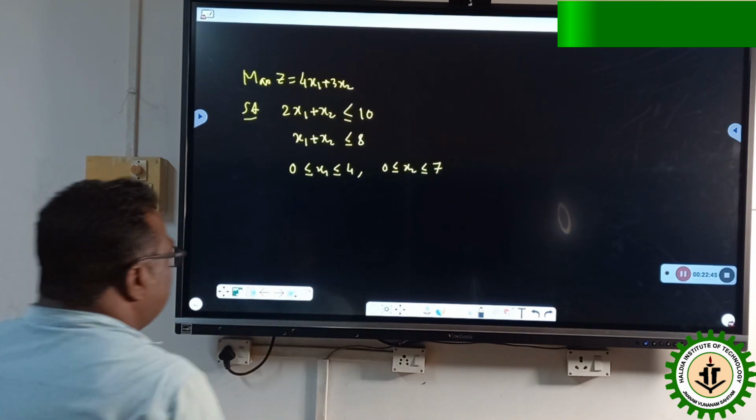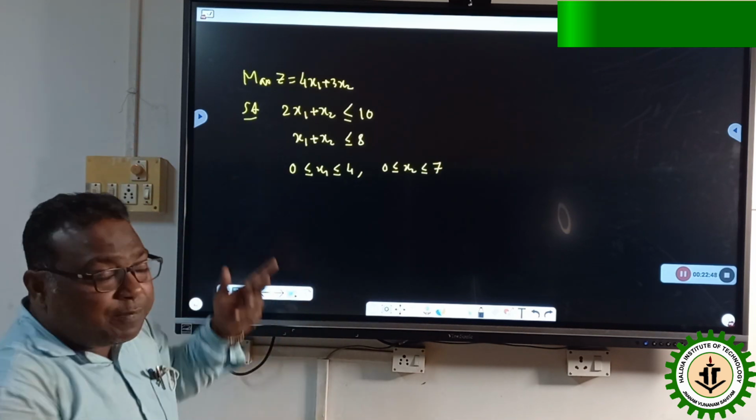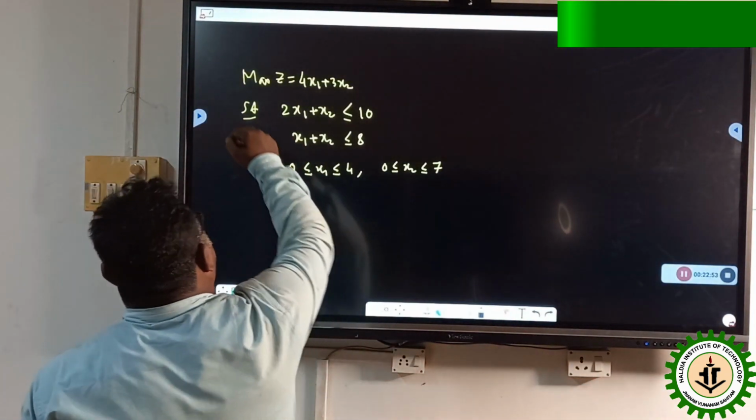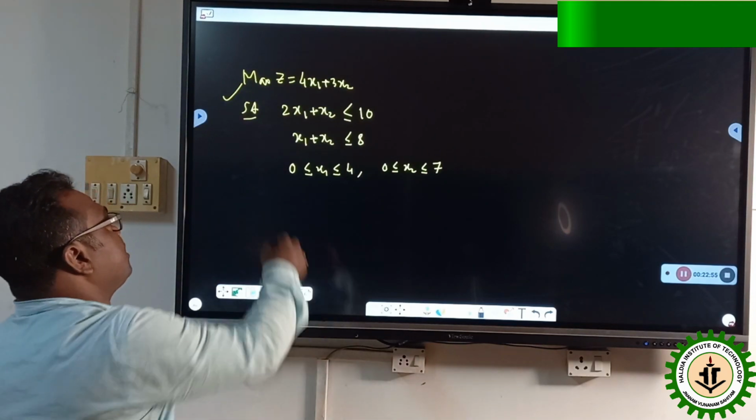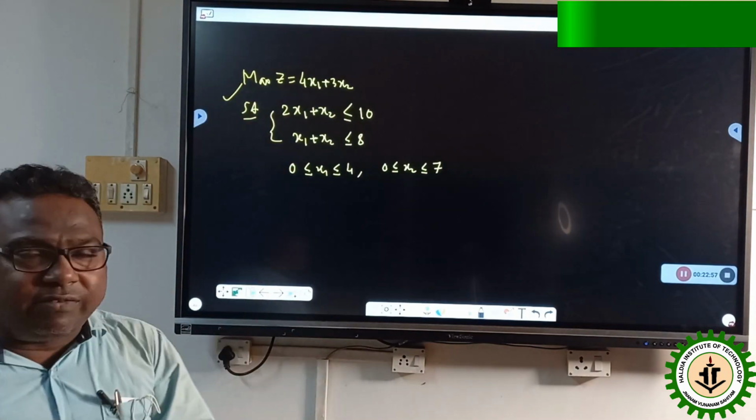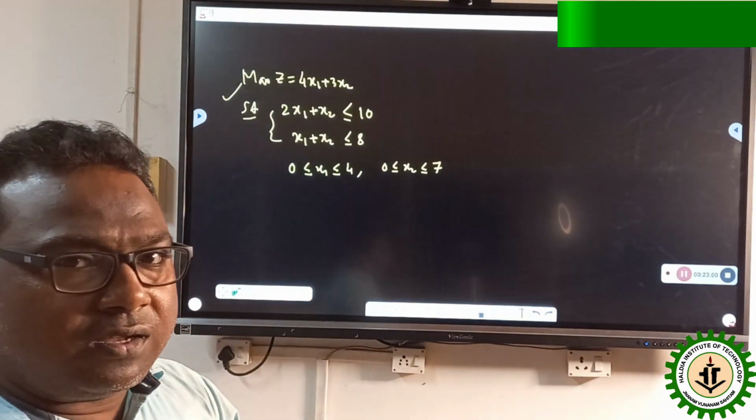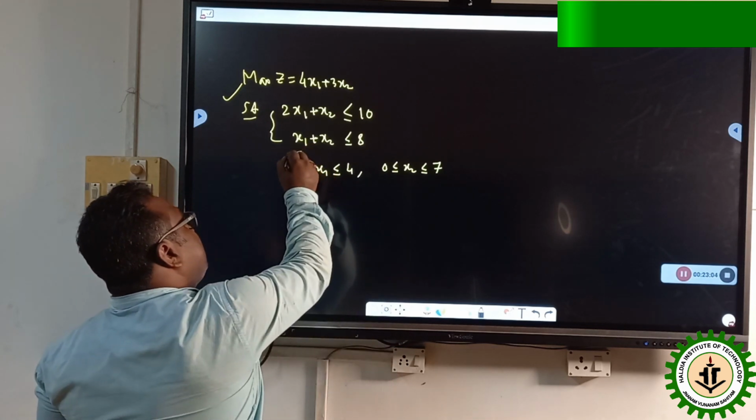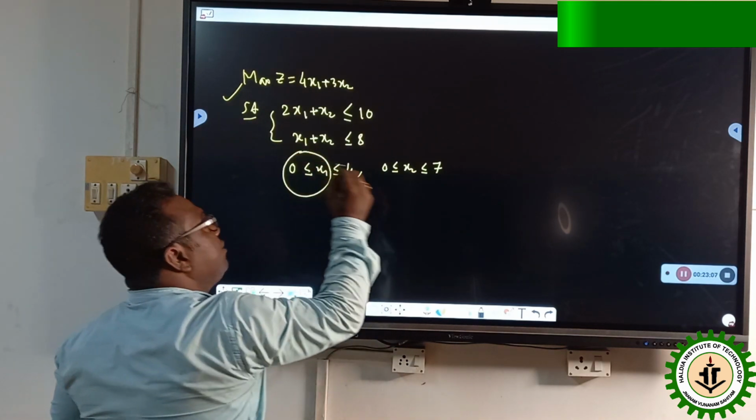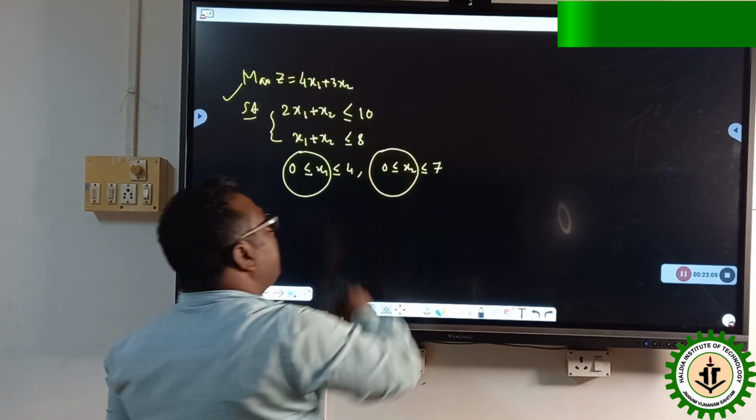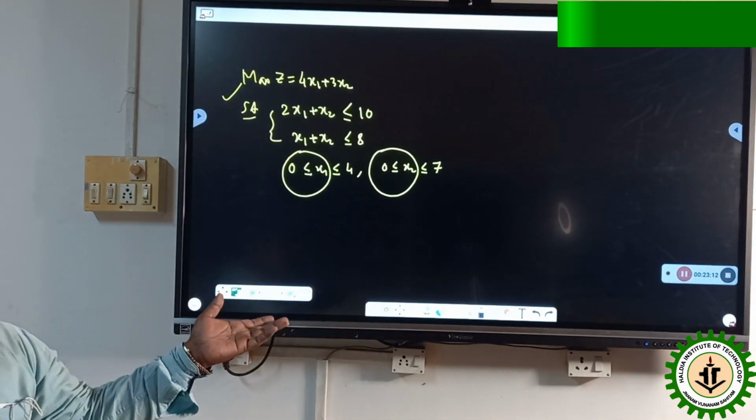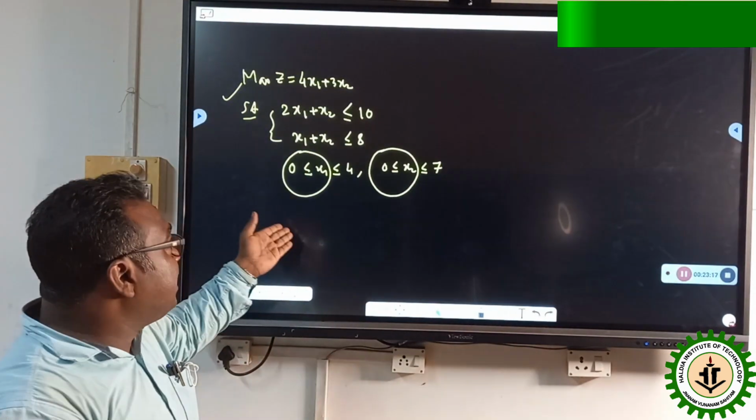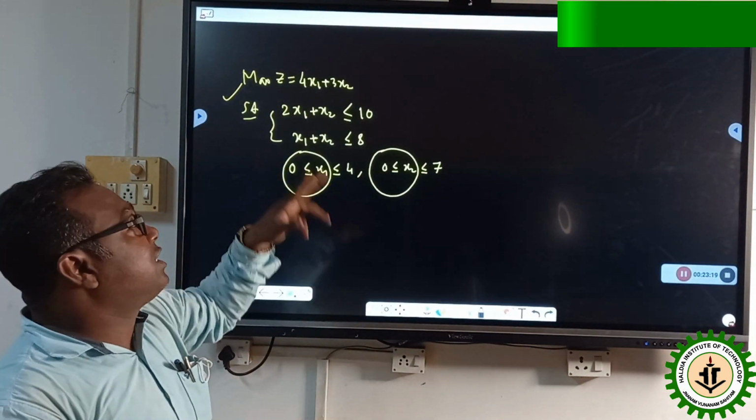First I will ask you, is it an LPP? Yes, it has an objective function, no problem. It has constraints, yes. Any non-negative restriction? Yes, it has a non-negativity restriction in this manner, you can see. If I ask you what the total number of constraints is, if you say 2, then it is wrong. Basically, there exist 4 constraints.